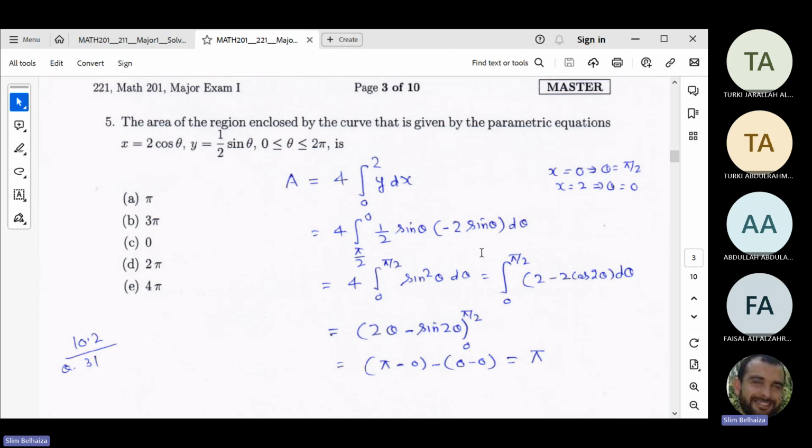Question 5. We're talking about areas now, which is equivalent to section, I think it's 10.3. The area of the region enclosed by the curve given by the parametric equations x equals 2 cosine theta, y equals half of sine theta, when theta is between 0 and 2 pi.